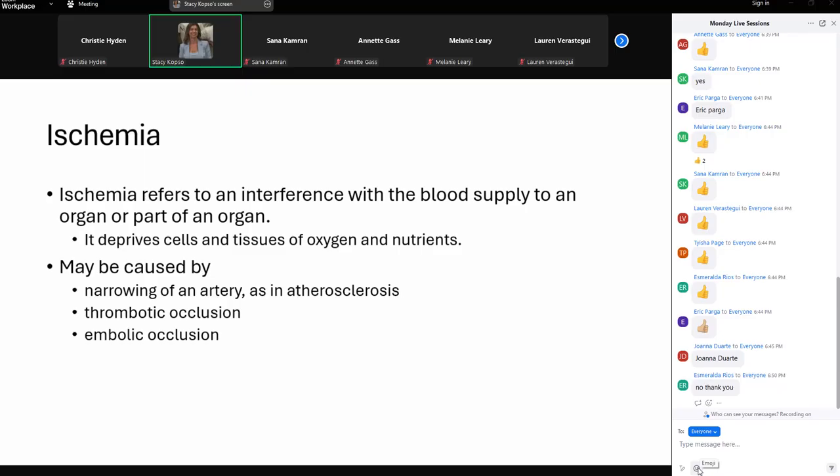Ischemia is an interference with the blood supply to an organ or part of the organ, so it's going to deprive it of the oxygen. This could be caused by atherosclerosis or thrombotic occlusion or an emboli, anything that's then going to stop that blood supply to the organ.